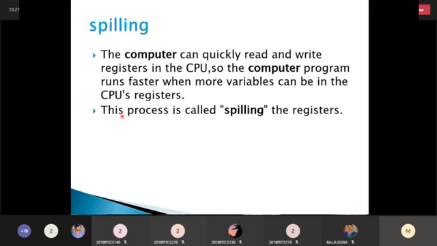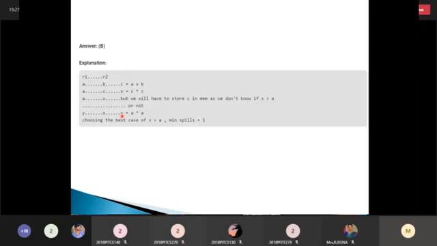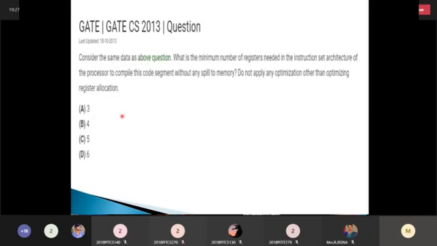So what is meant by this spill? The computer can quickly read or write registers in the CPU. So the computer program runs faster when more variables can be in the CPU register. So this process only we are telling as filling the registers. Having doubts?